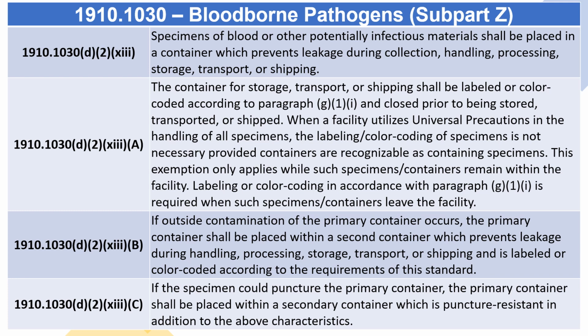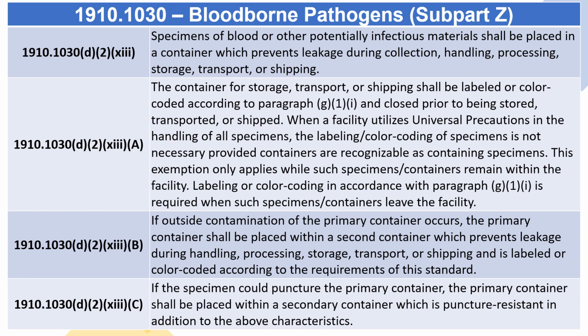1910.1030 D2(13). Specimens of blood or other potentially infectious materials shall be placed in a container which prevents leakage during collection, handling, processing, storage, transport, or shipping. D2(13)(a) through (c). The container for storage, transport, or shipping shall be labeled or color-coded according to paragraph G1(i) and closed prior to being stored, transported, or shipped.